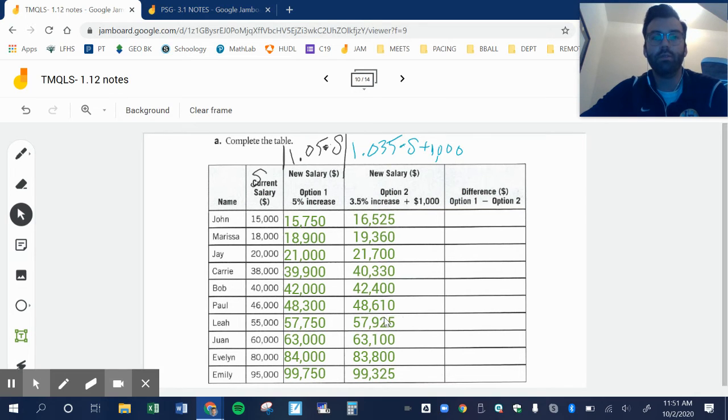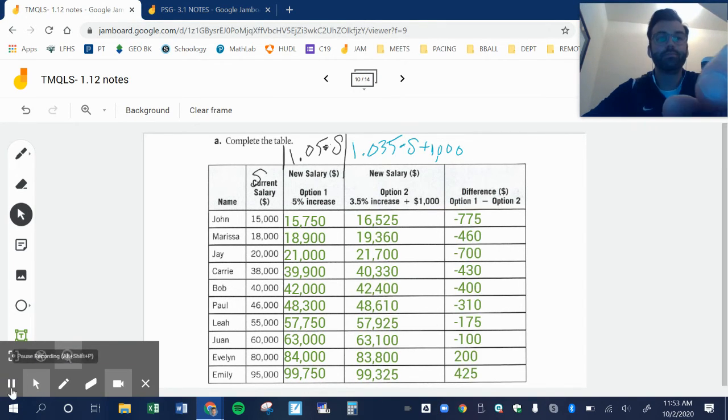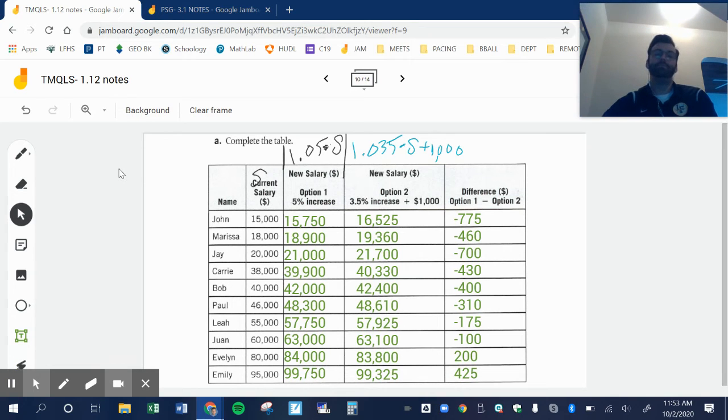In this last column, I'm going to find the difference between option 1 and option 2. I'm going to subtract option 2 from option 1 here, like 15,750 minus 16,525. Now, here's the deal. It may be a negative number, and that's okay. That's going to help us answer some of the questions later on. Wow, a lot of calculations here. Here's what I got. Take a minute, you can pause it and write those down. Remember, I did option 1 minus option 2.